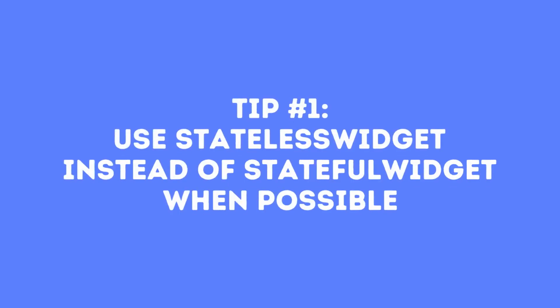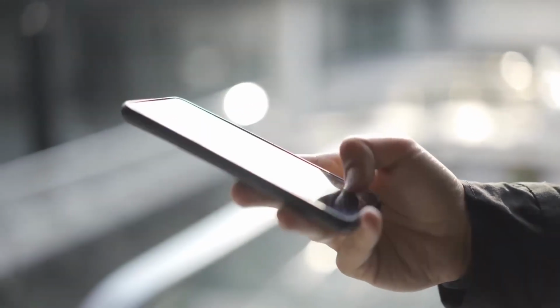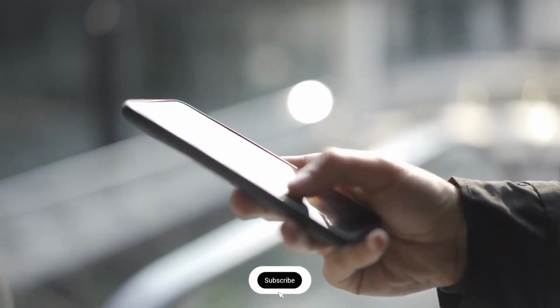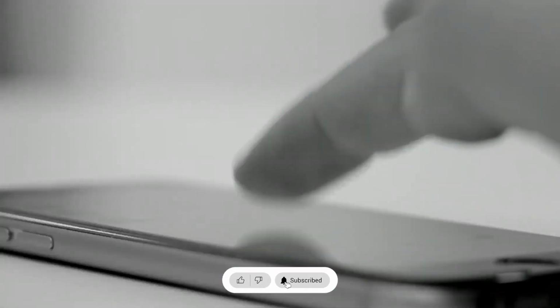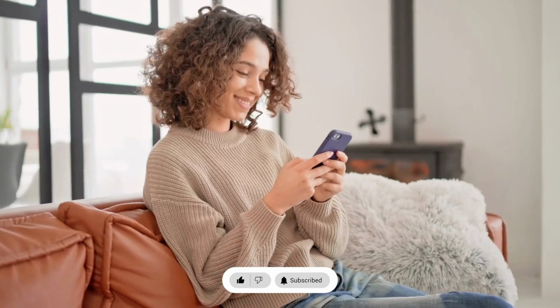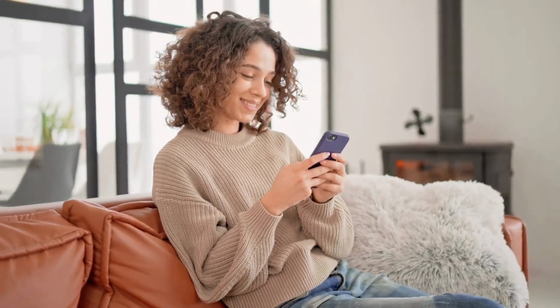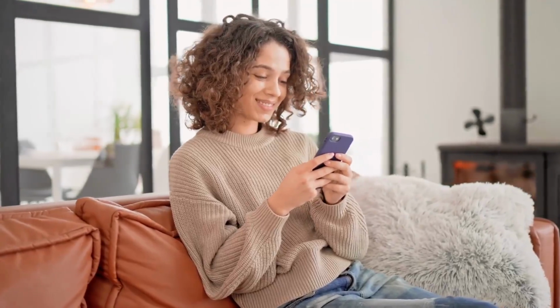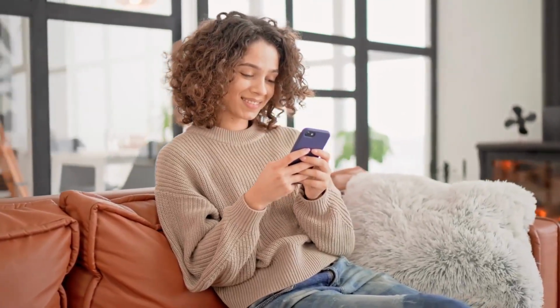Tip number 1. Use StatelessWidget instead of StatefulWidget when possible. StatelessWidget is a type of widget in Flutter that does not have any mutable state, whereas StatefulWidget is a widget that can hold mutable state. Using StatelessWidget instead of StatefulWidget can be more performant in cases where mutable state is not necessary.